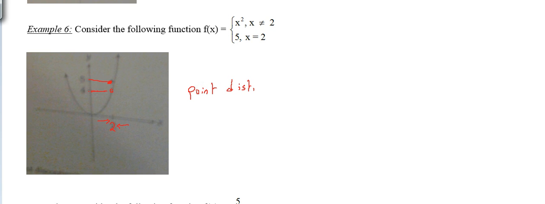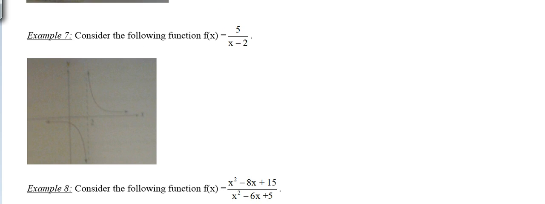Example 7. We can see that the limit of f of x as x tends to 2 minus is minus infinity, and as x approaches 2 plus, it's plus infinity. So what do we call this? We call it essential discontinuity, right? We have an asymptote at x equals 2. So it's essential discontinuity.